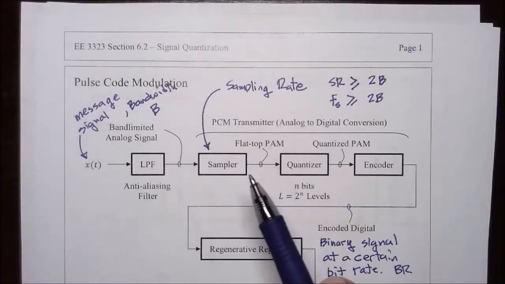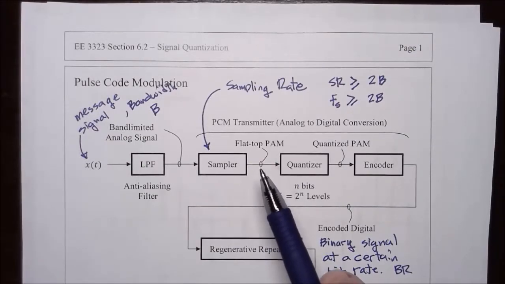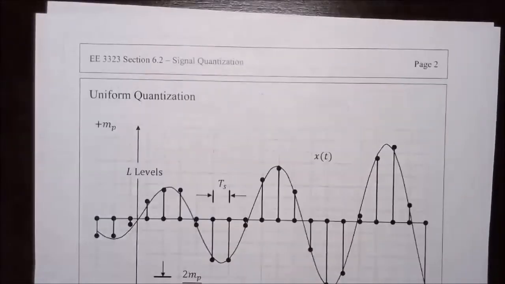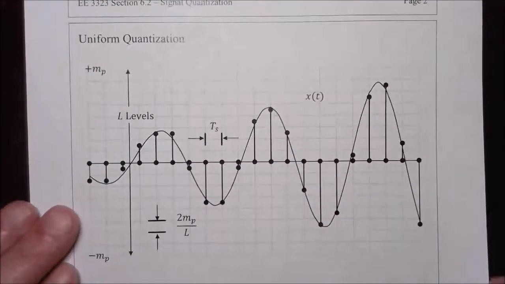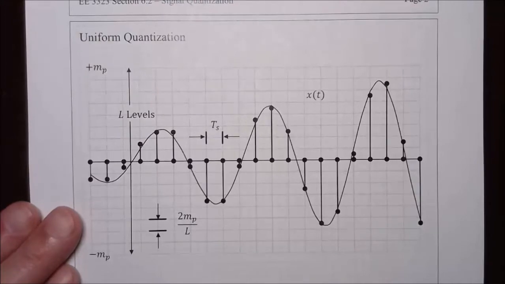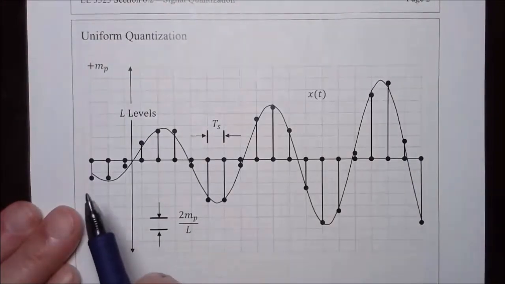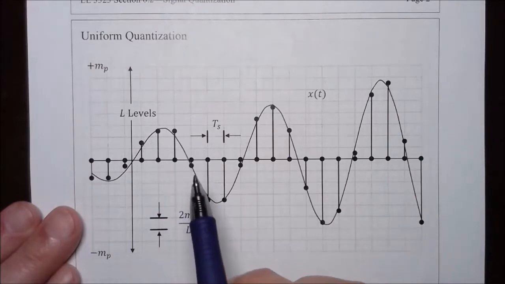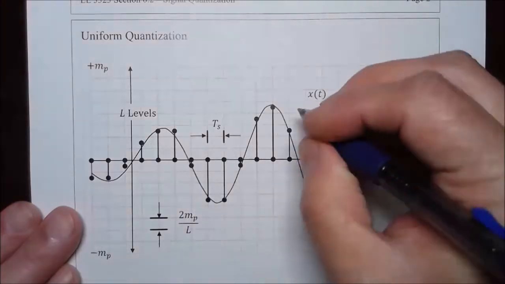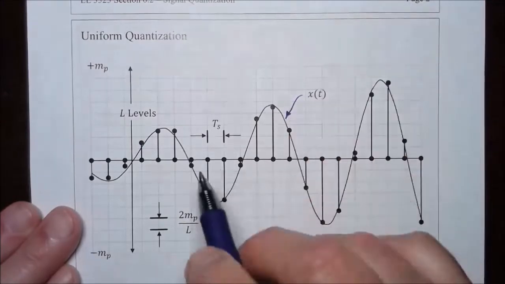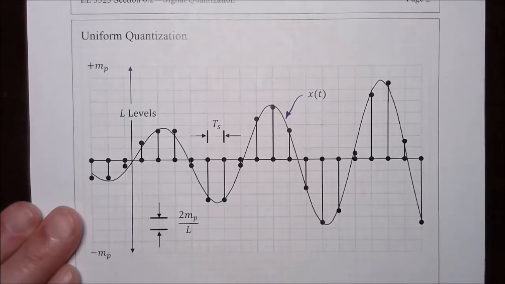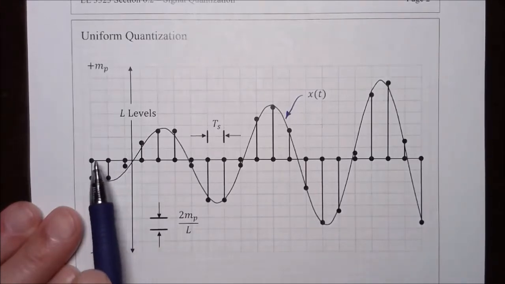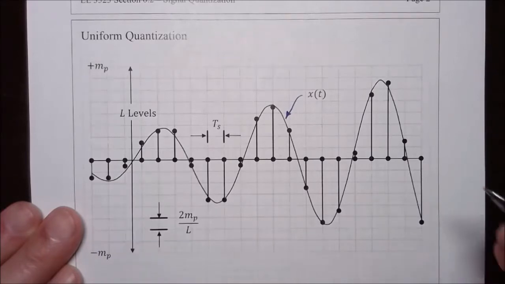After the sampler, the sampled signal goes into a quantizer. The quantizer rounds the sampled value off to its nearest standard value. Here is a graphic demonstration of the quantizer. The thin continuous line is the message signal x of t, and it is being sampled periodically at discrete points in time, and those discrete points are indicated on the time axis.